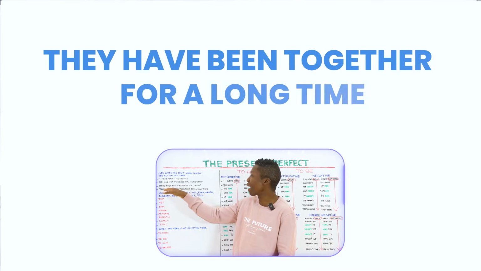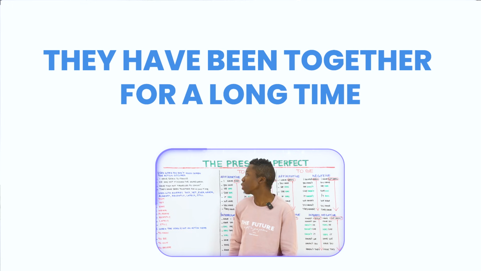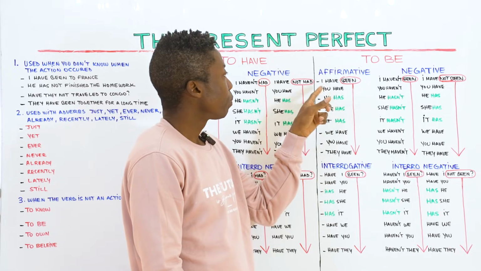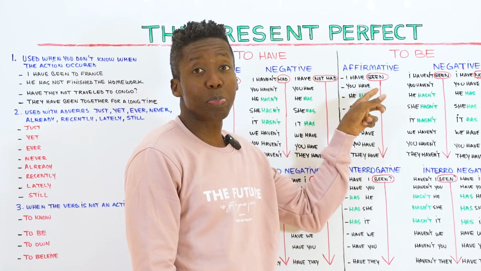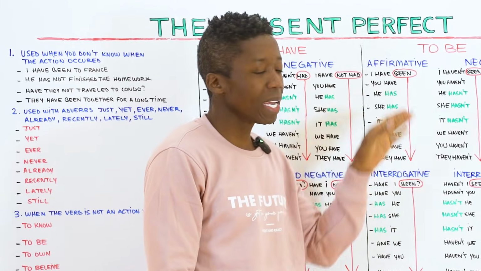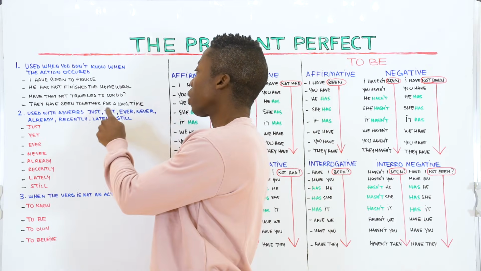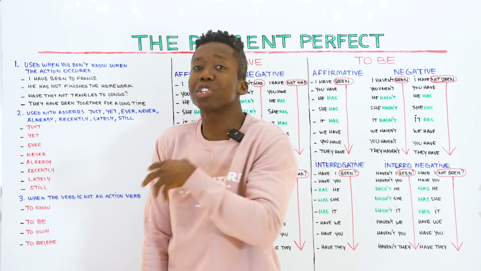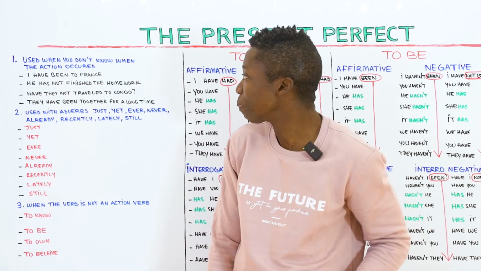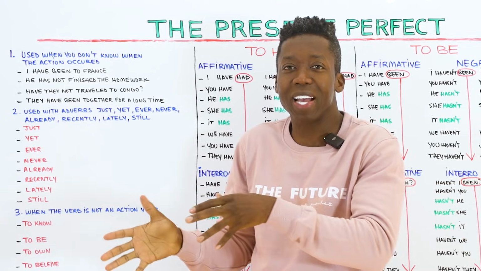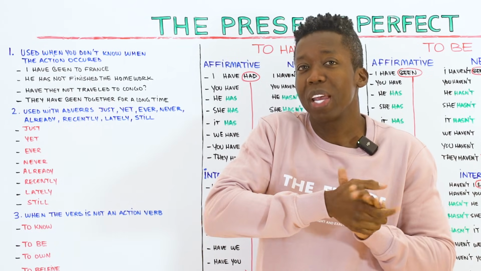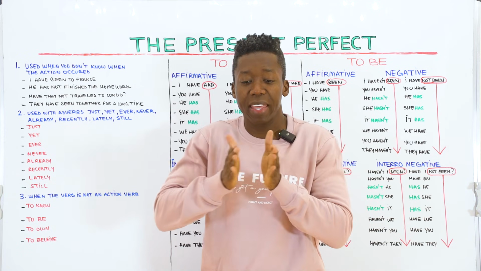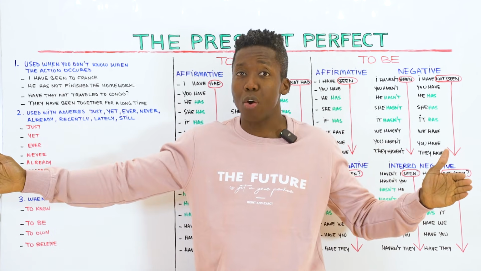Alright? They have been together for a long time. They have been. Ici, they have been. Okay? They have been together for a long time. Yeah, a long time, but we don't know when the action occurred specifically, okay? It started in the past and it has a relationship with the present. Between the past and the present, they have been together for a long time.